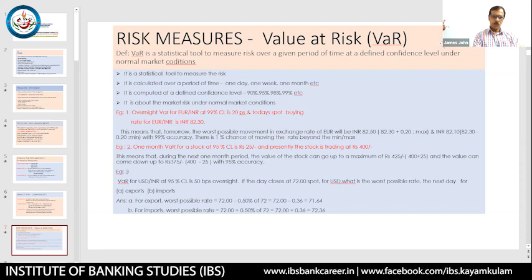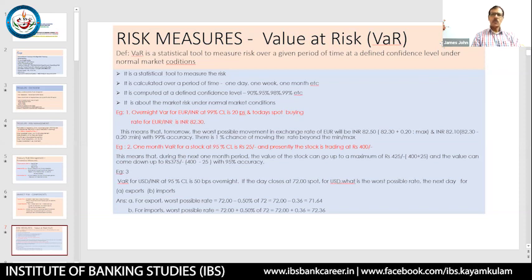Now, I've given 2 or 3 examples. Overnight VaR of Euro INR at 99% confidence level is 20 paise, and today's spot buying rate of Euro INR is 82.30. What does this indicate? Today's buying rate of euro in terms of INR is 82.30. That means if a customer goes to the bank with euro, the bank buys it at 82.30. And the overnight VaR of euro at 99% confidence level is 20 paise.